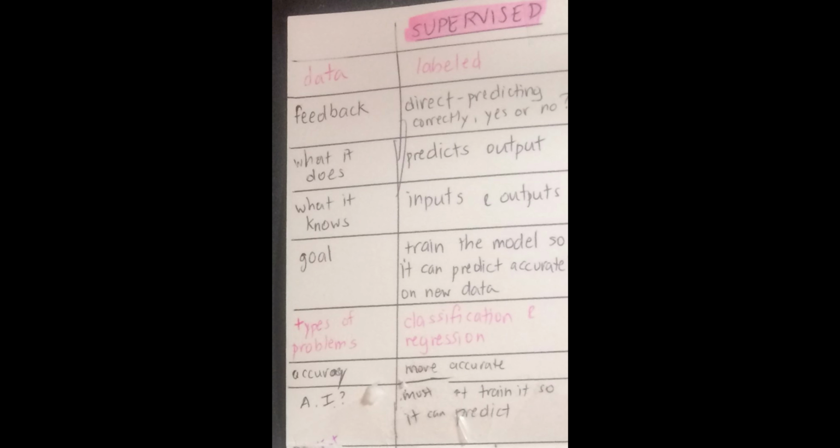So, what were the 8 ways that you could describe supervised learning? Data, feedback, what it does, what it knows, its goal, the types of problems it solves, its accuracy, and is it AI?